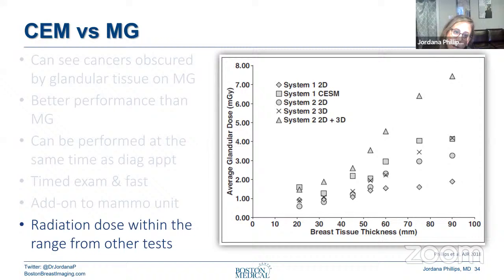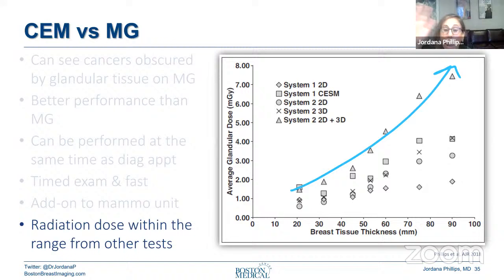And what we found is that one of the exams that we perform all the time, which was a 2D plus a DBT for screening, was the highest radiation dose across breast tissue thicknesses. That's that blue arrow. Still well within the range. So I don't want to suggest that this is too high of a dose, but this is what it was.